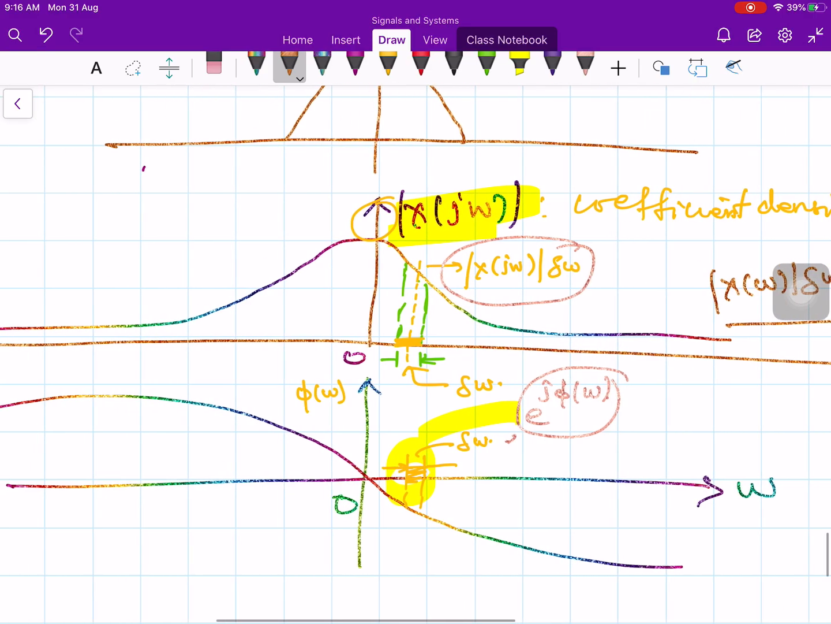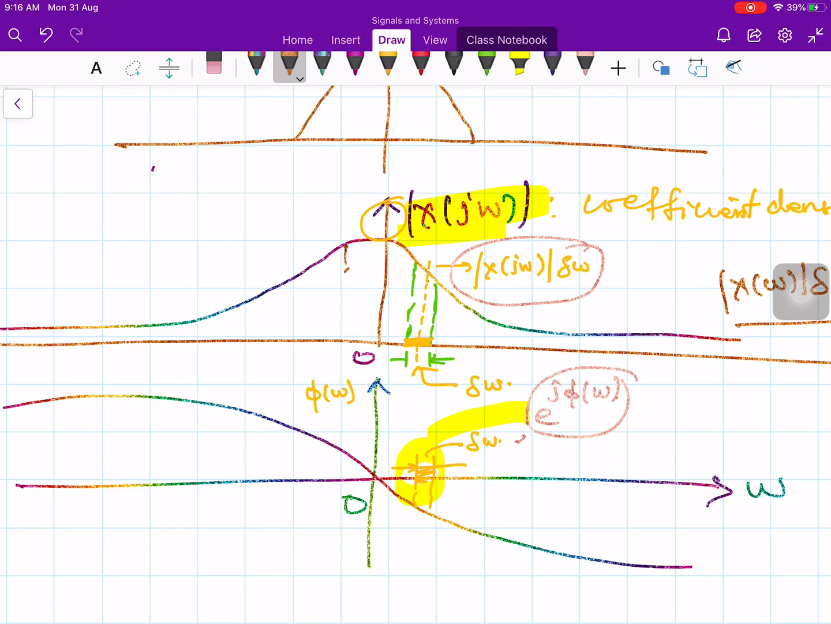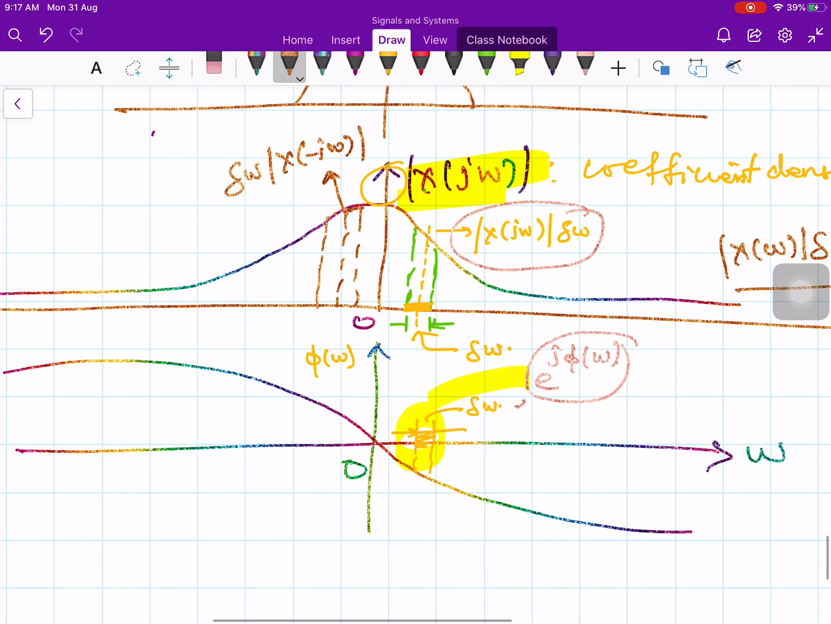Similarly, for negative omega, you consider the same interval on the left hand side. This is the center point, then this is x of minus j omega, you take the magnitude and multiply by the interval delta omega. Now the corresponding phase you consider here, and again delta omega, and the phase is e to the minus j times phi of omega, and e to the minus j omega t.